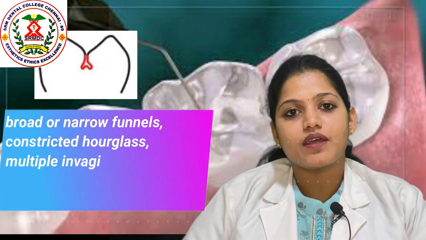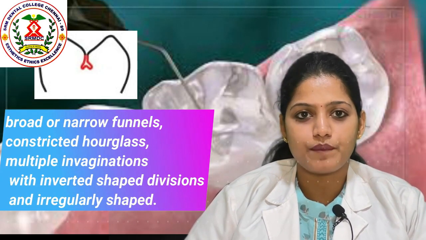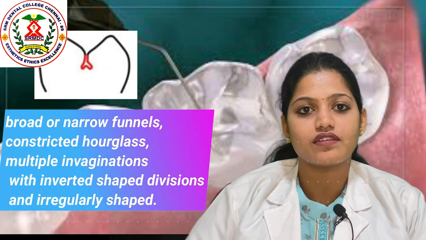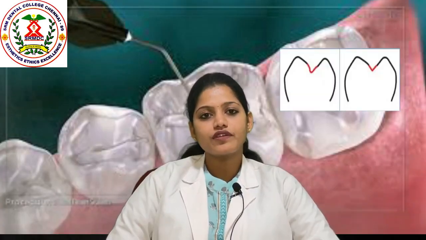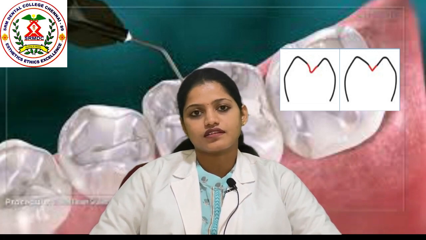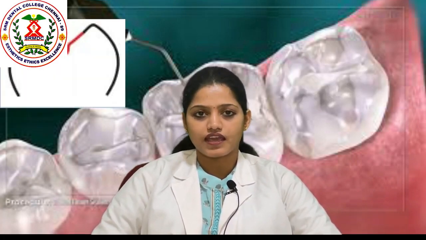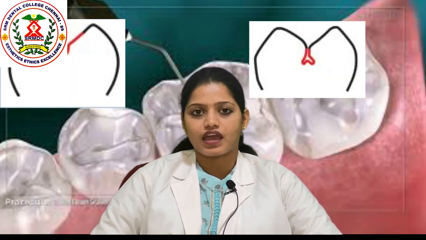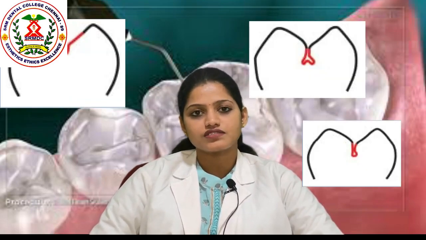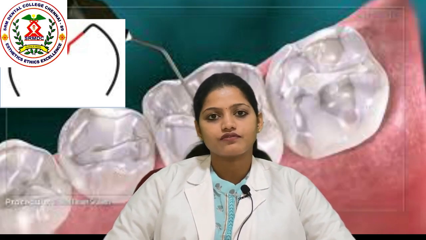Inverted Y type, they are broad or narrow funnels. It resembles a constricted hourglass appearance. It is usually very irregularly shaped. To be clear, U and V type fissures are usually wide, hence they are caries resistant and require non-invasive techniques. Whereas I type, inverted Y type and IK type are mostly constricted and hence more prone to caries, and they require only invasive techniques.